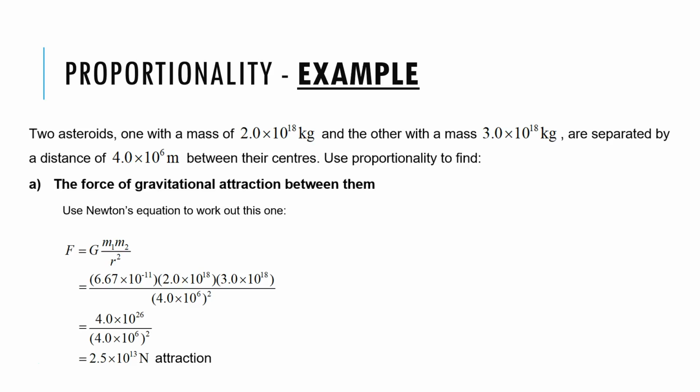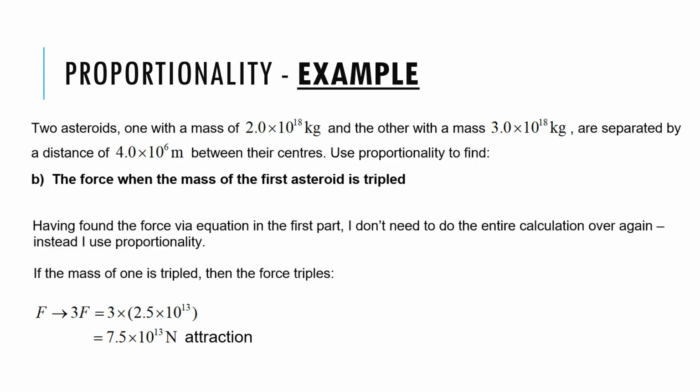So if we go on to part B, 2.5 times 10 to the 13 is our answer to part A. In part B, we're tripling the mass of the first asteroid. Because the force is directly proportional to the mass, the force will be tripled as well. So all we have to do is take the answer from the first part, 2.5 times 10 to the power of 13, and just times it by 3. So 2.5 times 3 is 7.5. So we get a force for part B of 7.5 times 10 to the power of 13. Easy.